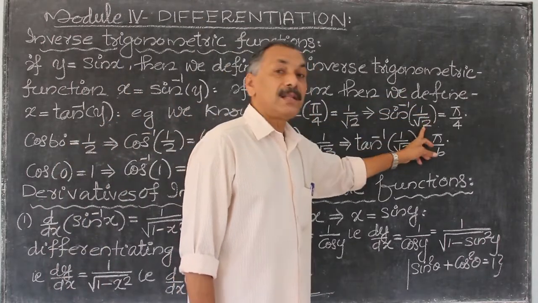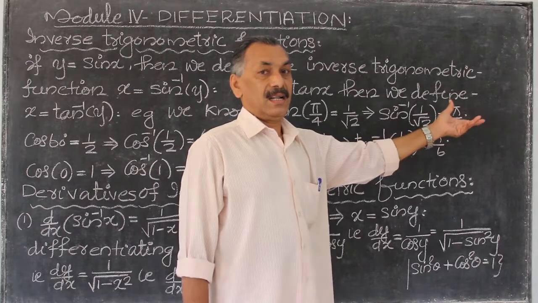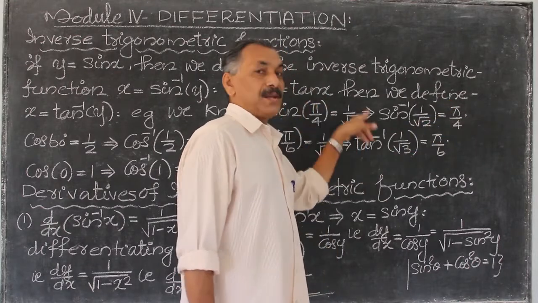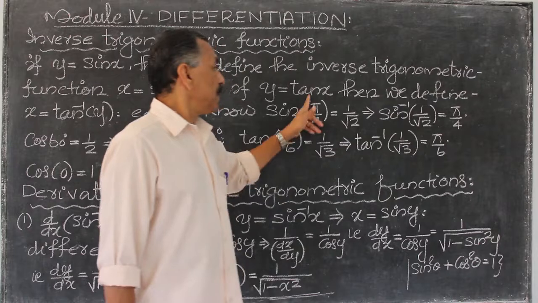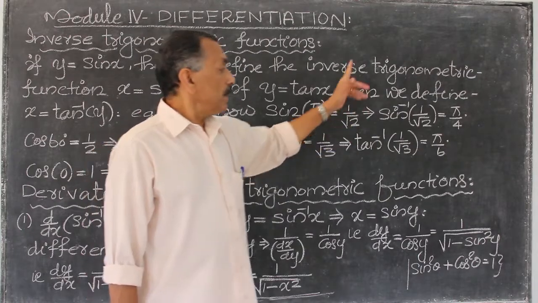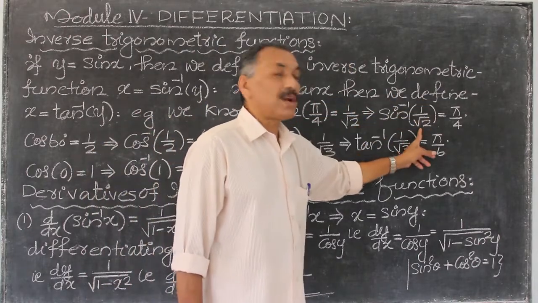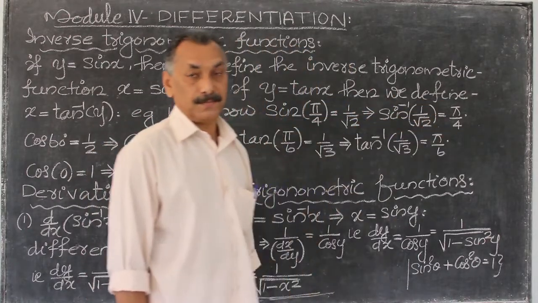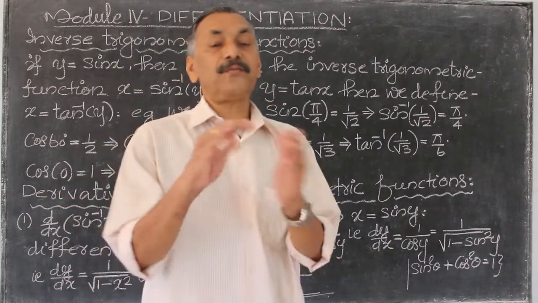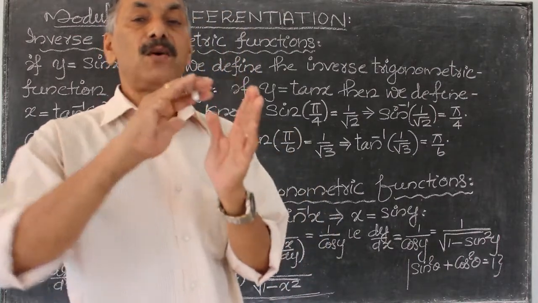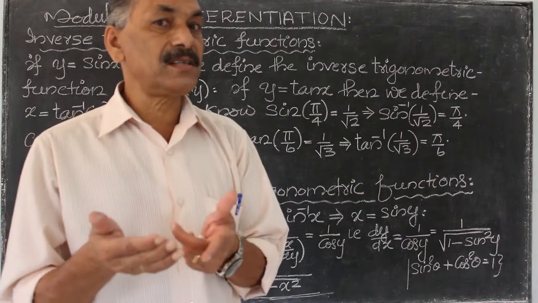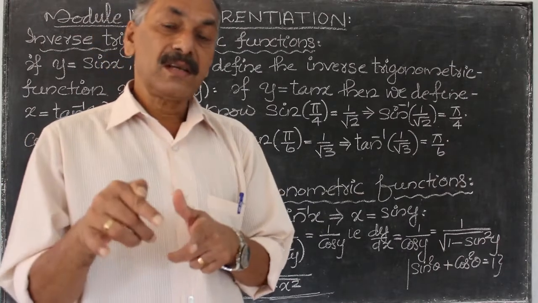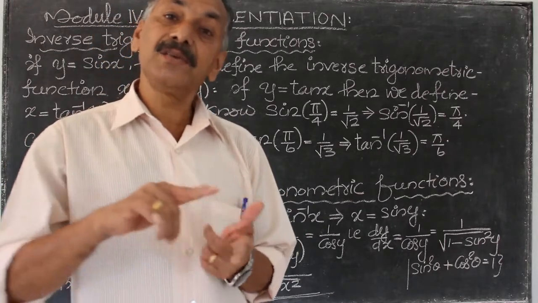1 by root 2 is the sin value. This is an angle in, value out. The inverse is a value in, angle out. When we see sin pi by 4 is equal to 1 by root 2, then we define sin inverse of 1 by root 2 equal to pi by 4. For trigonometric functions, sin of an angle is equal to a value. In the case of the inverse, we find the angle for which the function y is equal to sin gives that value.